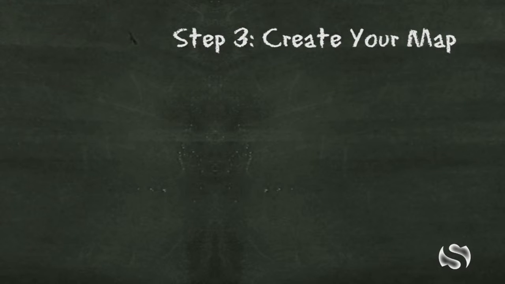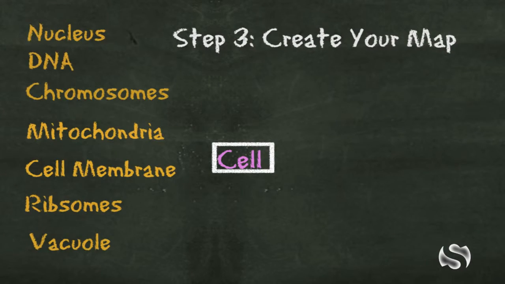The third step is you're going to actually start creating your map. So you already have your key idea in the center in a box, and you're going to make connections from there. So you're going to use your key term list, and you're going to go one by one through each key term, connecting it in some way to the main idea in the center.